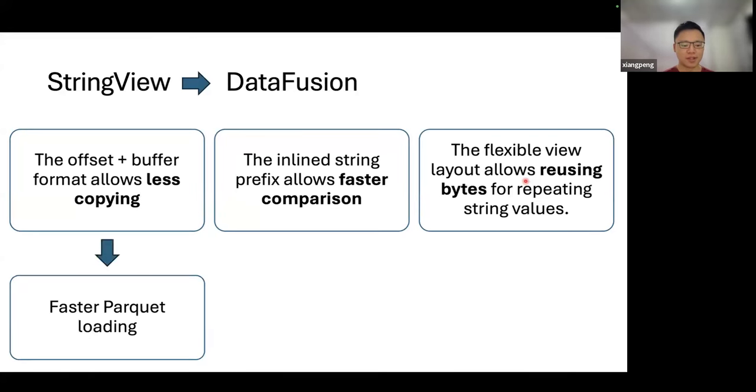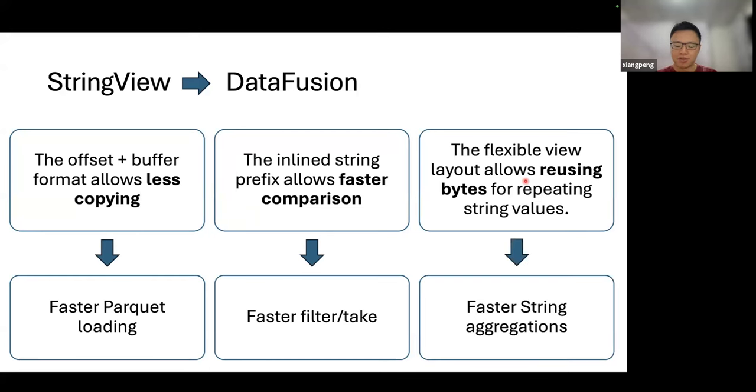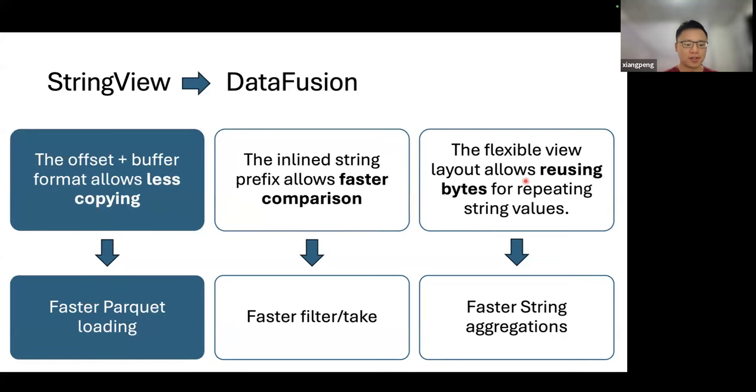and make it faster for each of the use cases. The first case is faster Parquet loading, because less copying allows us to reuse the decoded Parquet page, which we'll discuss later. The second, fast comparison, allows us to do faster filtering and take operations, which are very common for string operations. And the last part, reusing string bytes, allows us to do faster string aggregations, which we'll discuss last. The first part is that the flexible buffer format allows less copying, and how we make Parquet loading faster.